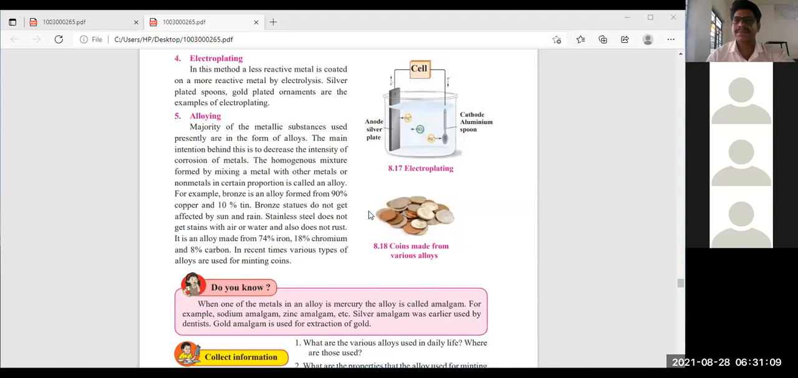We have seen the example of the Statue of Liberty, and this is happening only because it is made from pure copper. It's not made from an alloy.